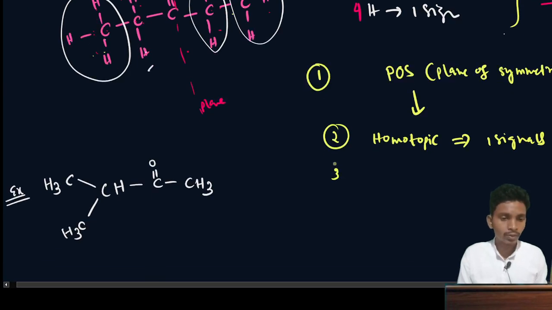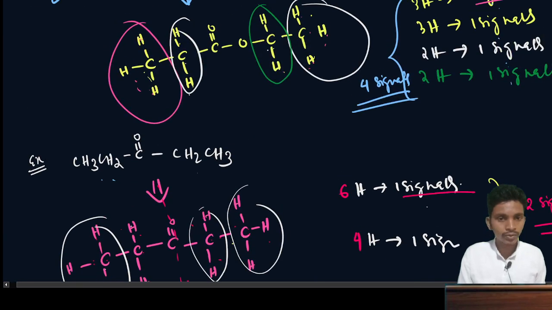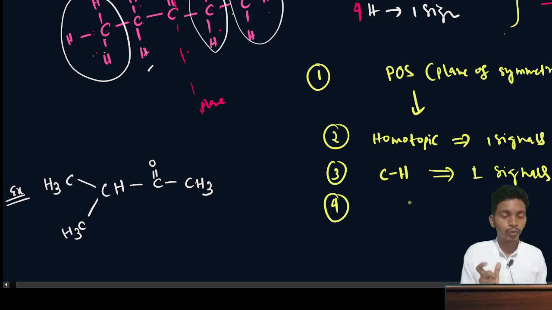And third, what you look at is whether any CH molecule like these is there. If it is a CH molecule, it will give one signal. That we will look at after the questions. And after that, what will we look at? We will check the asymmetric center.